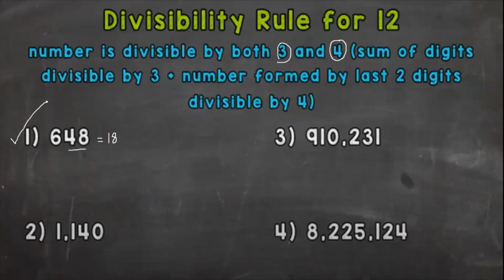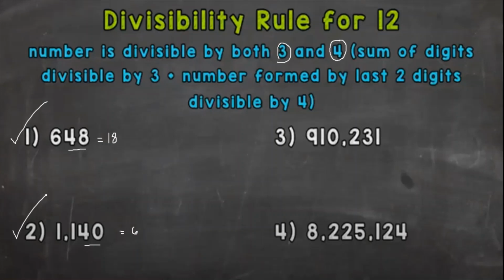The next one, let's go to number 2. For number 2, let us add 1 plus 1, that is 2. 2 plus 4, that is 6. 6 plus 0, that is 6. Very good. 6 is divisible by 3, so yes. How about the last two digits? That is 40. 40 is also a multiple of 4, so it can be divided by 4. So therefore, 1,140 is divisible by 12.